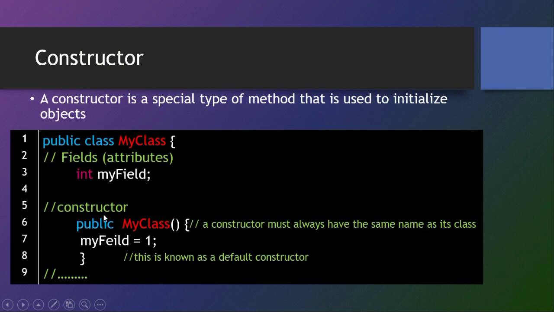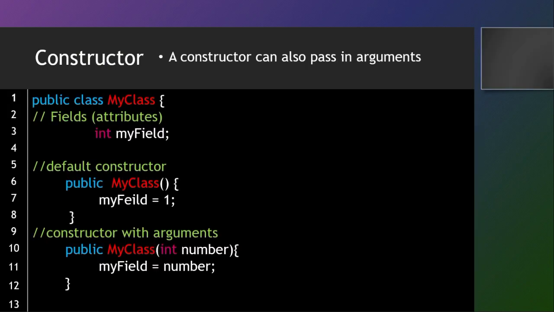So we can just say myField is equal to 1. And this is known as a default constructor. A default constructor does not have any arguments within its parentheses or parameters. It has no arguments whatsoever, and you can just call it at any time and at any place. That is what you call a default constructor.